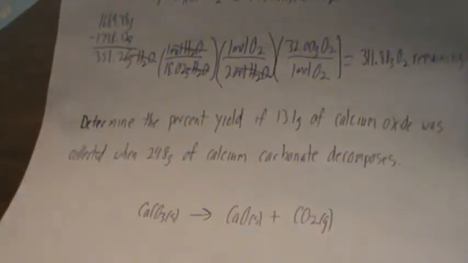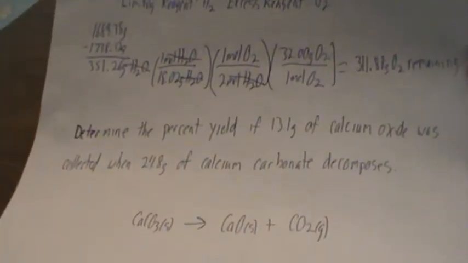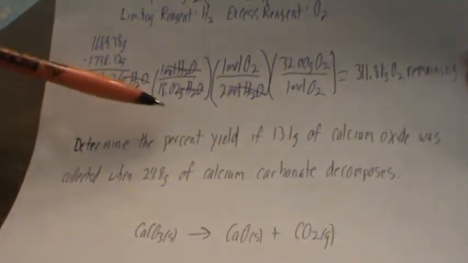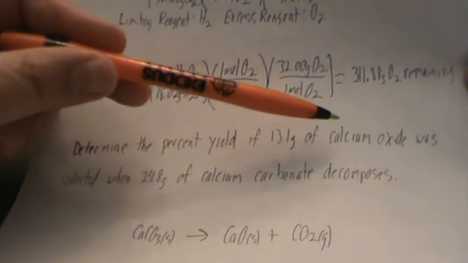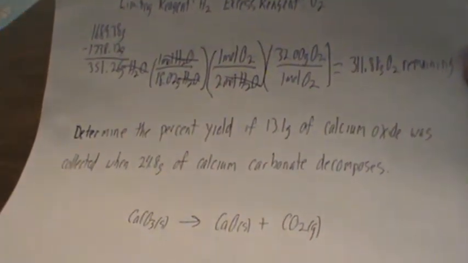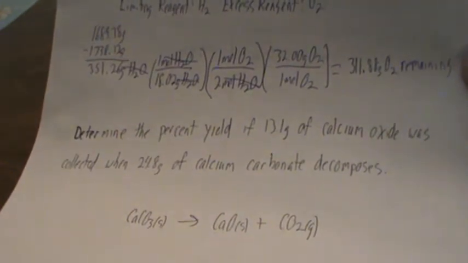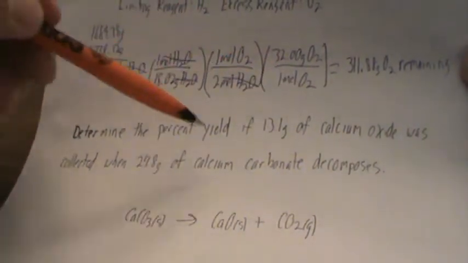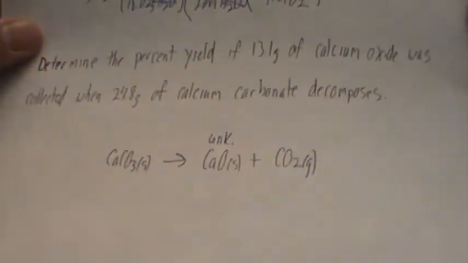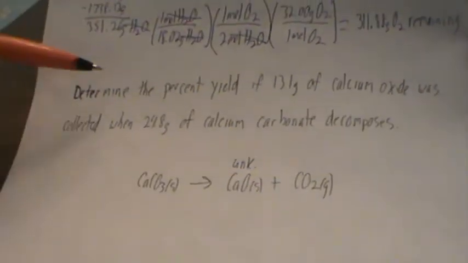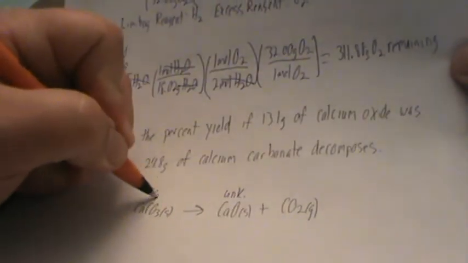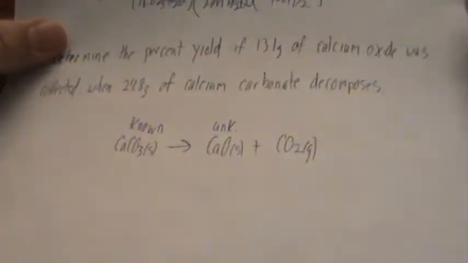From this problem we still need to figure out what our known and unknown are. It says determine the percent yield if 13.1 grams of calcium oxide was collected. This is telling us that the reaction took place and that's how much calcium oxide they got from the reaction. The calcium oxide is our unknown. Then it says when 24.8 grams of calcium carbonate decomposes, so calcium carbonate is our known.